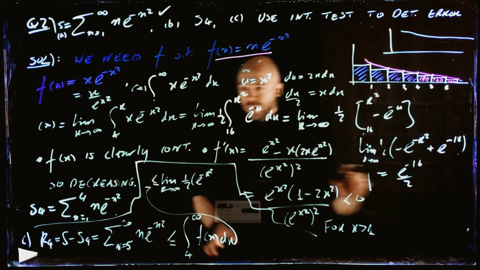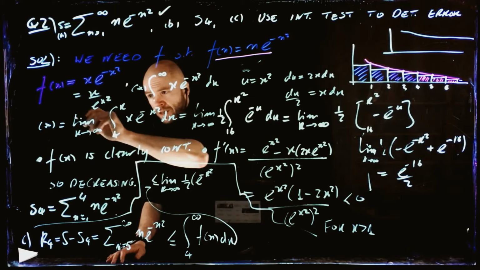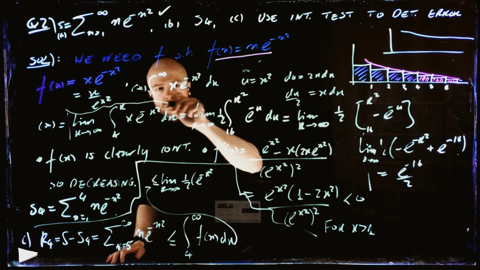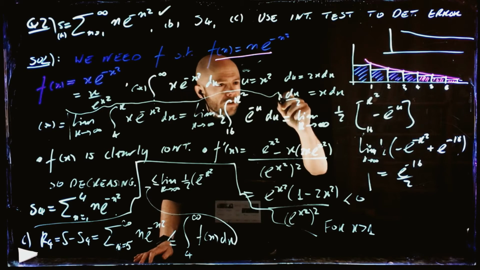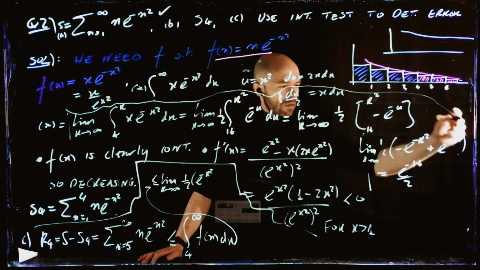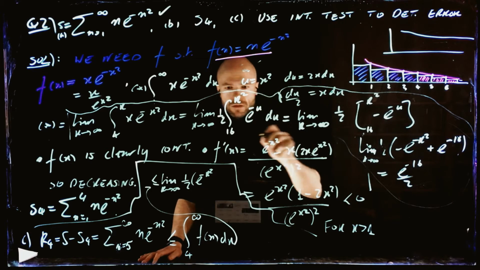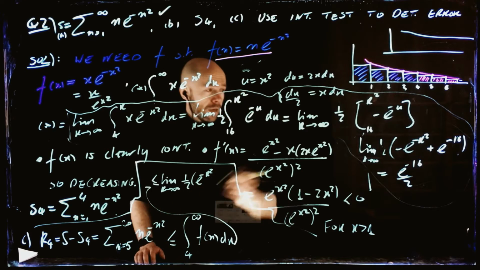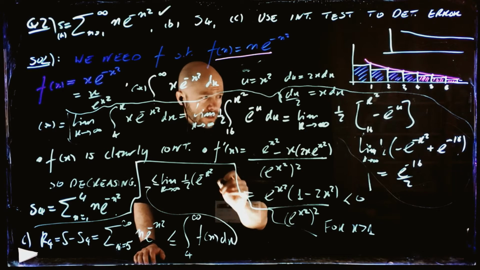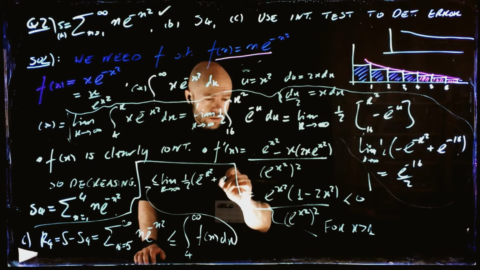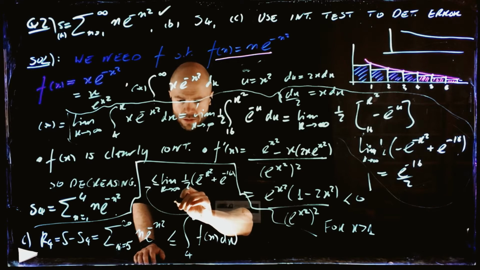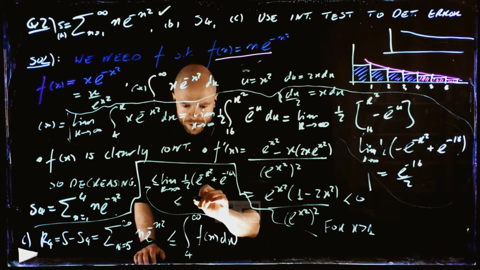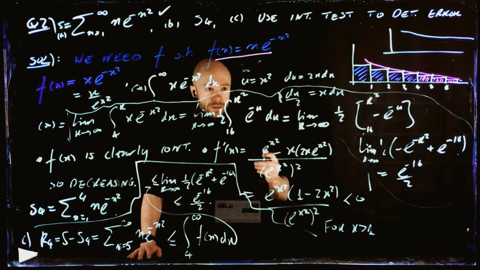So all we're doing is just replacing the 1 with 4 in this calculation right here. So to save board space and time, I'm just recycling it. So then this thing is this. So then the error is less than e to the minus 16 over 2. And that's the answer.